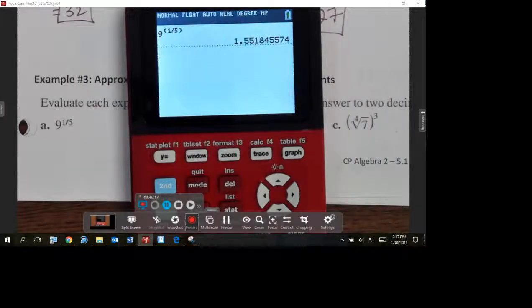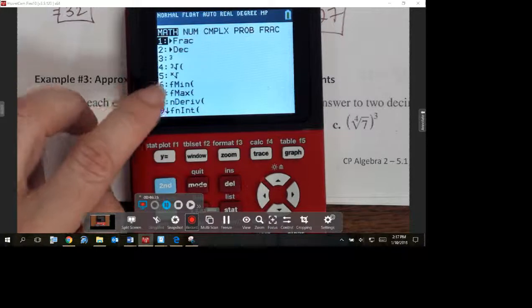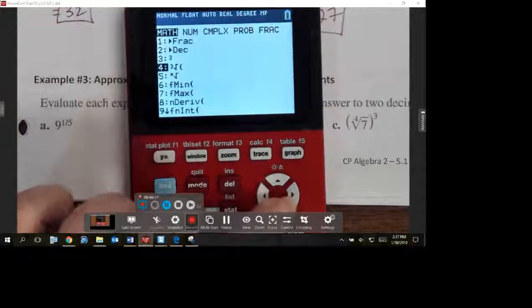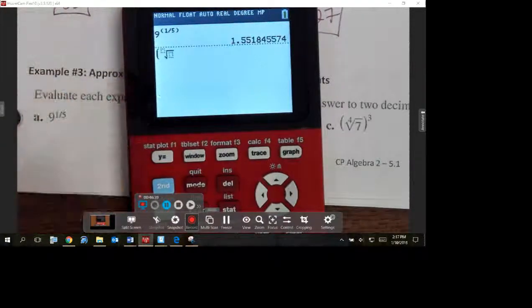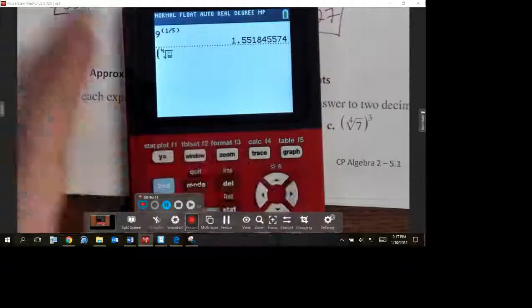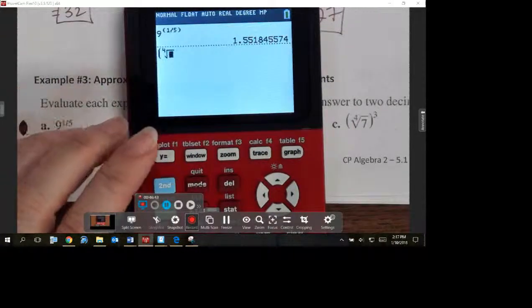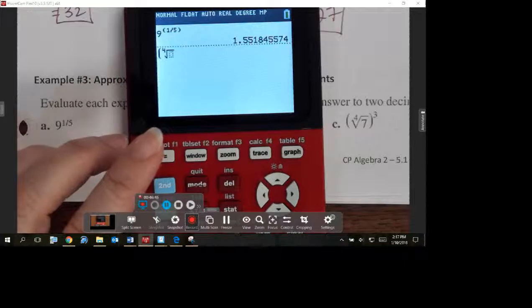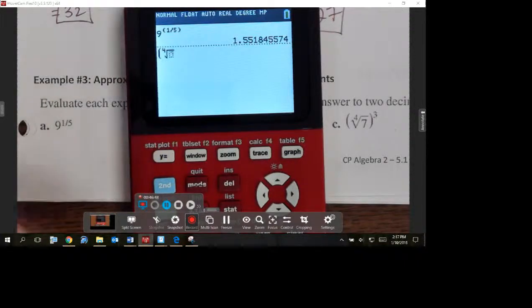So type in C, the 4th root of 7, and then the whole thing cubed. I'm going to do parentheses, and then I go to math. Now here's the thing. Some of you are going to have to type in 4 and then go to math. Some of you can go to math and then choose the 5th one and then put a 4 in there. But some of you won't be able to. You'll have to try it on your calculator to know how to do it on your calculator. So don't just watch me do it.